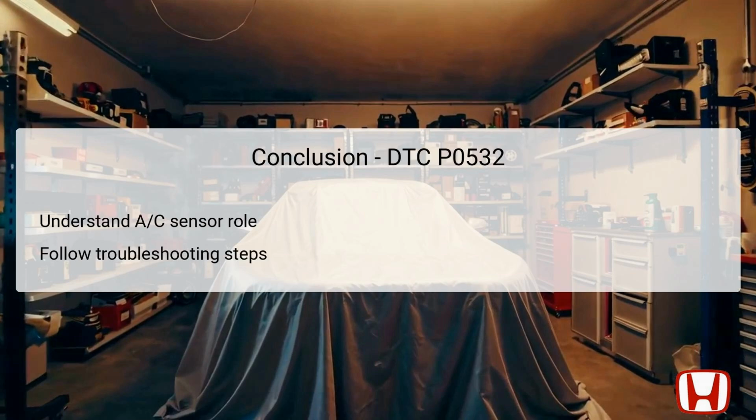In summary, understanding the role of the AC pressure sensor and its connection to the overall air conditioning system is fundamental when addressing DTC P0532. By following a systematic troubleshooting approach, effective diagnosis and repair are achievable. Each step, from checking the ignition switch to inspecting wiring and the VCC line, gives an insight into the potential causes of low voltage signals and ensures thorough analysis of the situation.